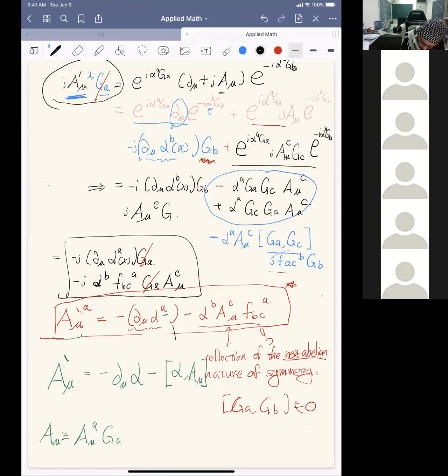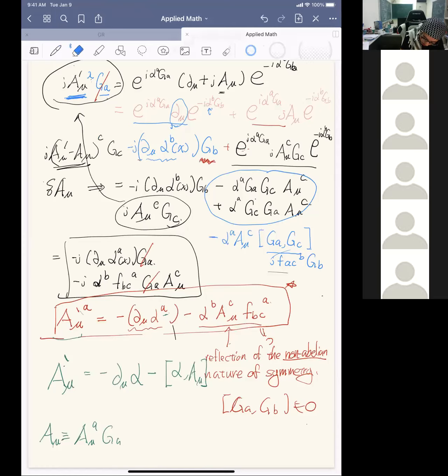So there's obviously this term here. And of course, I should take this to the left-hand side and make it I A mu prime minus A mu, which is C times GC. And therefore, this is the variation of A mu. So really, this is not A mu prime, but the variation of A mu. Sorry, it's just something trivial.